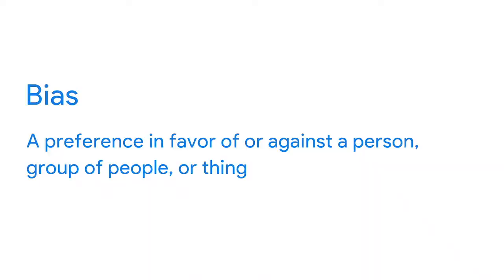Our brains are biologically designed to streamline thinking and make quick judgments. Bias has evolved to become a preference in favor of or against a person, group of people, or thing, and it can be conscious or subconscious. The good news is, once we know and accept that we have bias, we can start to recognize our own patterns of thinking and learn how to manage it.